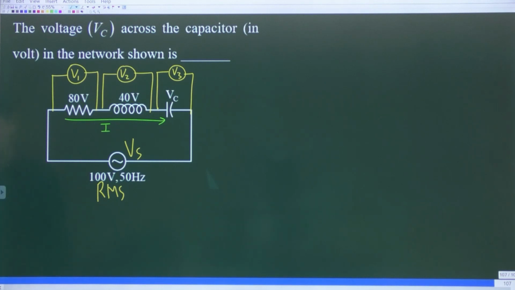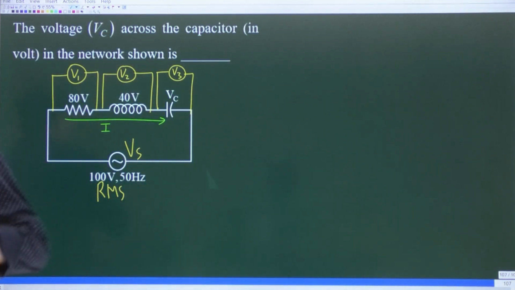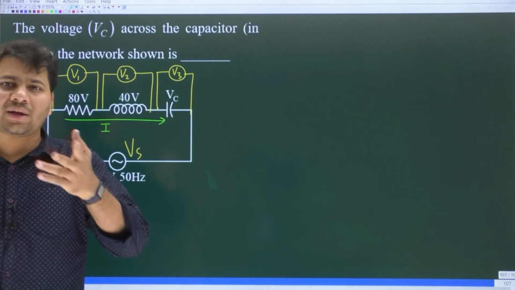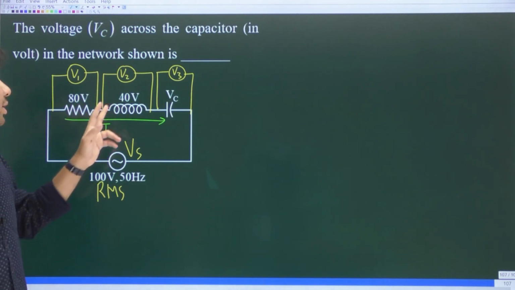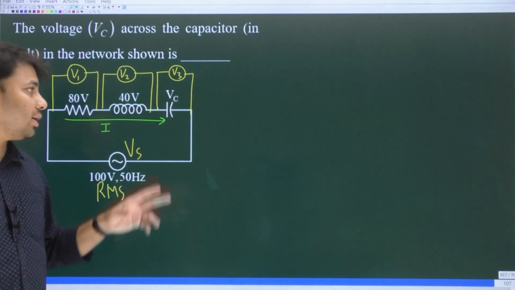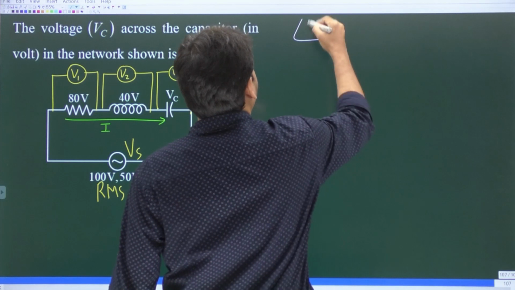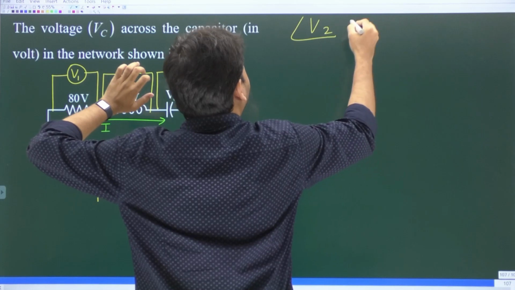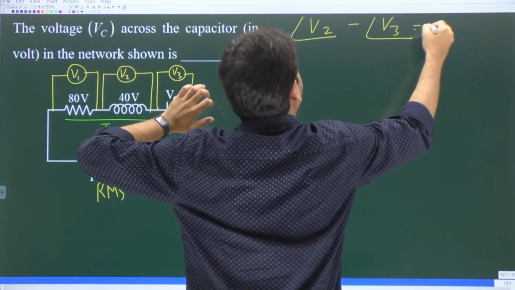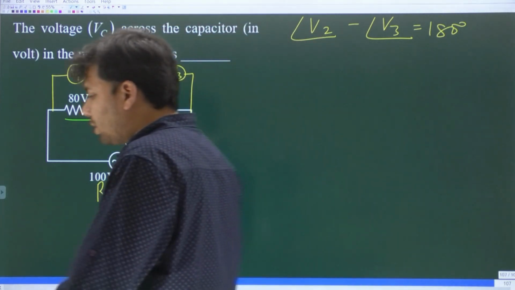V2, very good. Which is the most lagging voltage? V3, very good. You see, V2 and V3, are they not 180 degrees out of phase? V2 leads V1 by 90, V1 leads V3 by another 90. So combining these two, we can say V2 leads V3 by 180 degrees. That means angle of V2 minus angle of V3 is equal to 180 degrees.